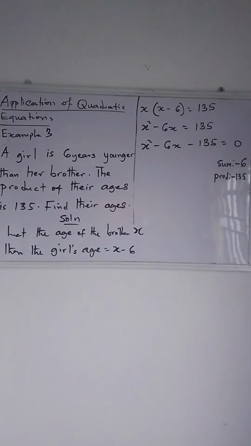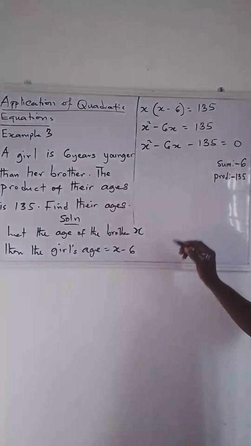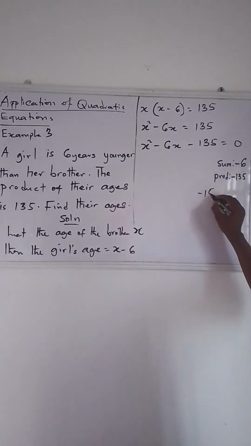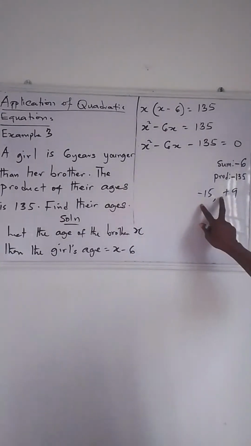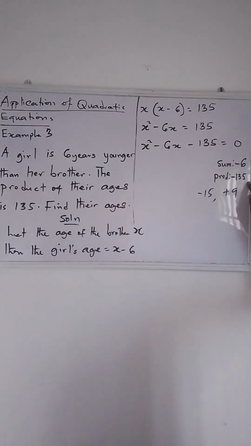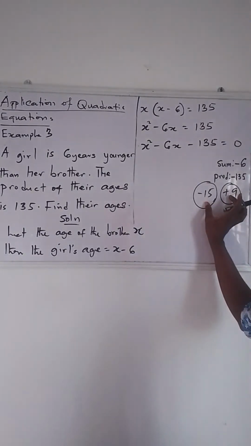Yes, show me there. I have minus 15. Yes, plus 9. All right. That is good. It seems everybody has the correct answer. We have minus 15 and plus 9. Now look at these two numbers. When you multiply them, you have minus 135. And when you add them together, you have minus 6. So that means these are the answers.